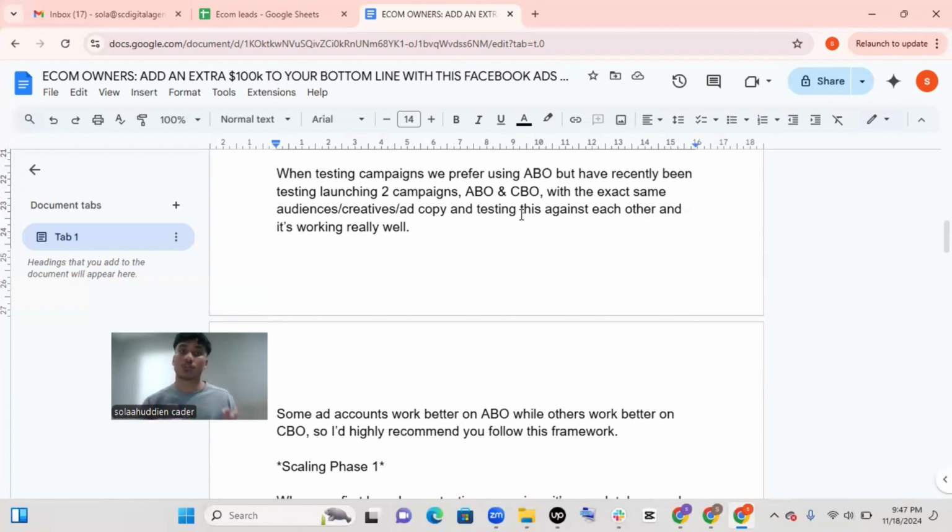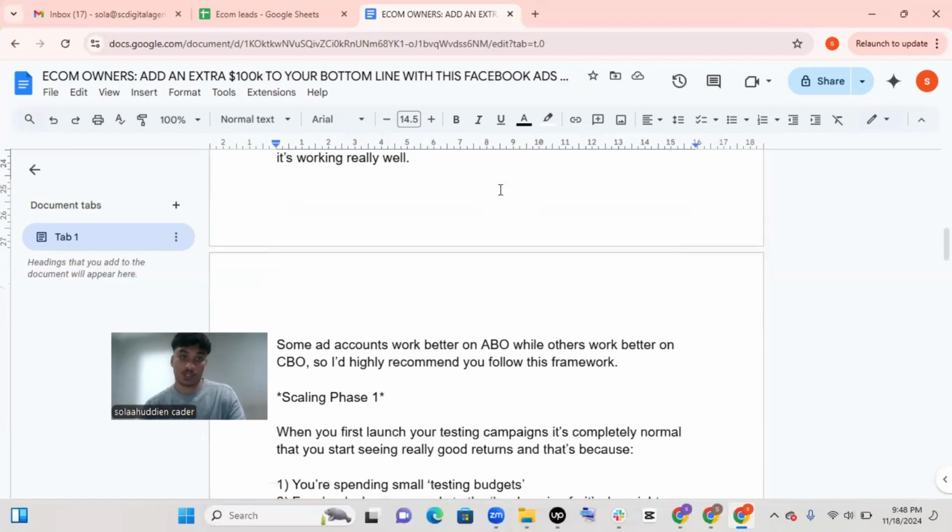And the goal is not to run these campaigns for a month, 2 months, 3 months. The goal is to see in those initial days which campaign is performing better, right? And then the moment you see the discrepancy, you notice that, okay, ABO is performing better for my ad account, you shift all your budget to your ABO campaigns. The moment you notice that CBO is performing much better, you immediately shift all your budget towards your CBO campaigns, right?